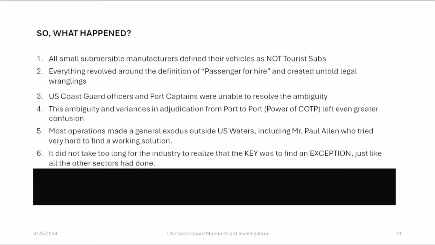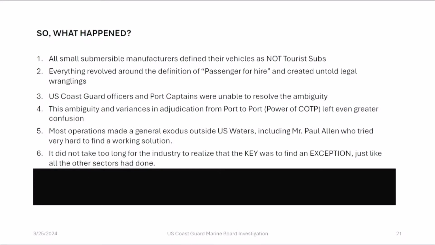Most operations made a general exodus outside U.S. waters, including Mr. Paul Allen, who tried very hard to find a working solution. We had an ally in Mr. Allen to try and have his submersible operate in U.S. waters, and even he gave up, and it wasn't just because of money.